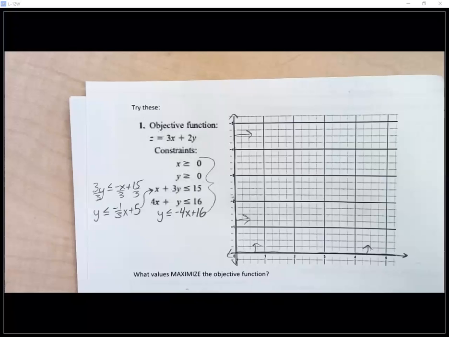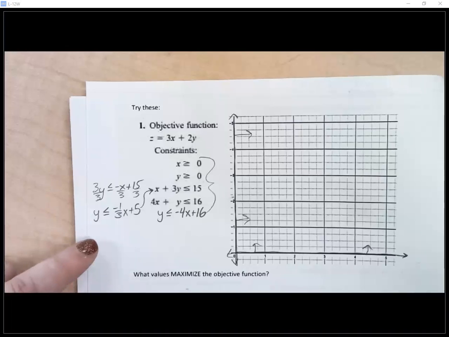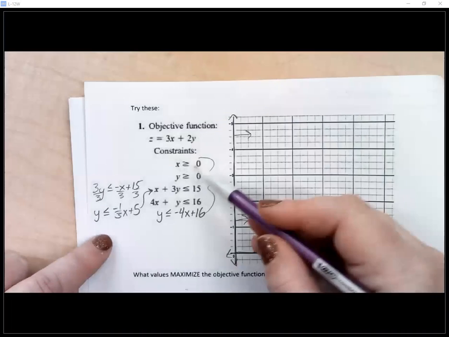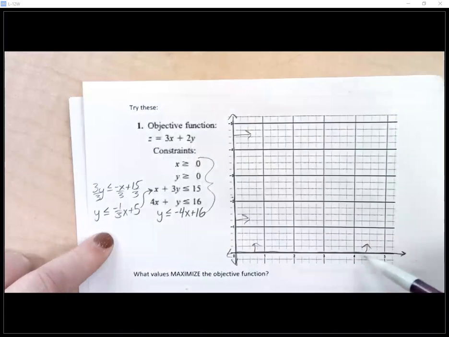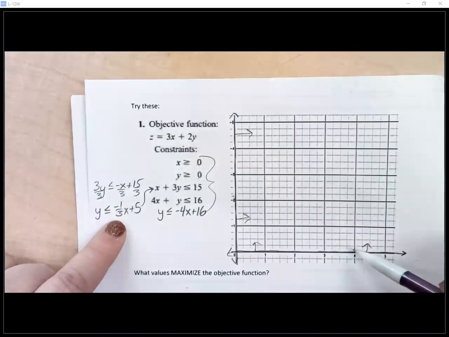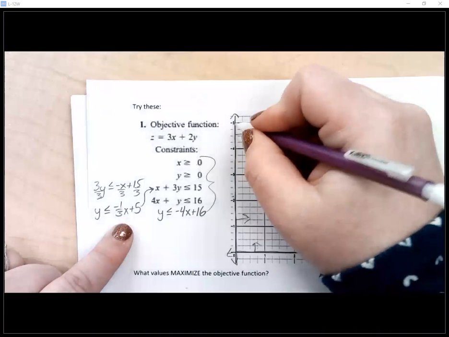Oh, I remember why I didn't like this one, because it's super hard to graph that last line, but whatever. We'll make it happen. Okay, everybody has theirs rewritten into slope intercept form. Okay, so I have the first two graphed already. It's just the x and the y axis. Now I'm going to graph this one. Y is less than or equal to negative 1/3 x plus 5.